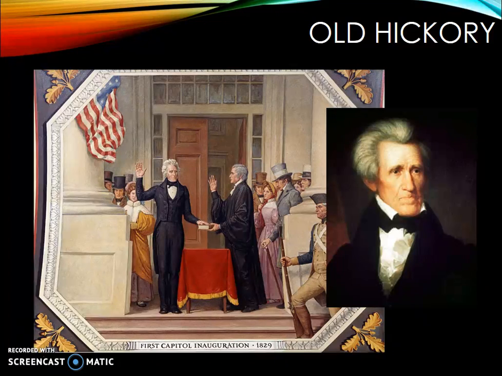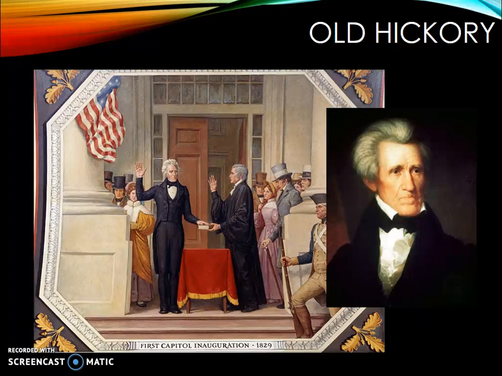So he went from being a poor, homeless orphan at 8 years old to being the president of the United States in 1829, which is very, very impressive. He was a very strong, stern man. I'll tell you one more story.